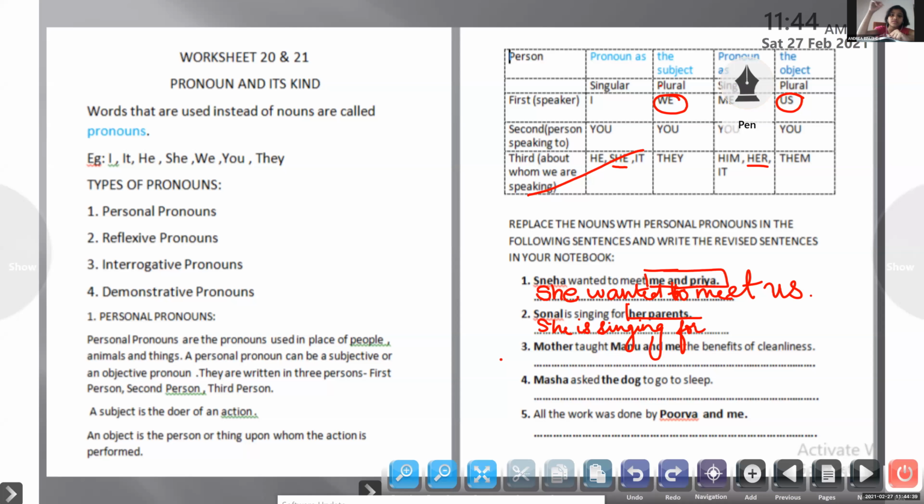Her parents are plural. So what do you use there? So look at the plural. It is an object there. So plural has an object. What do you have to do there? Which pronoun do you have to use? Look at the table and identify and tell me. She is singing for.